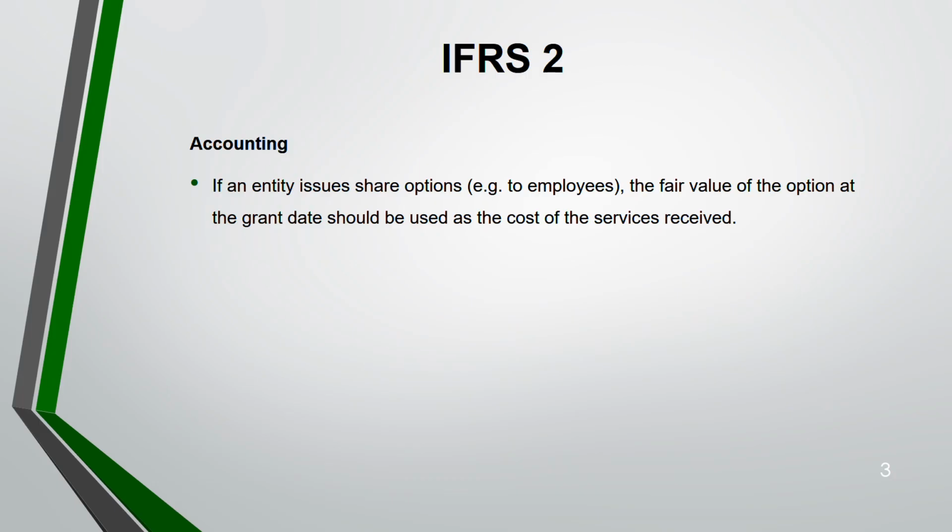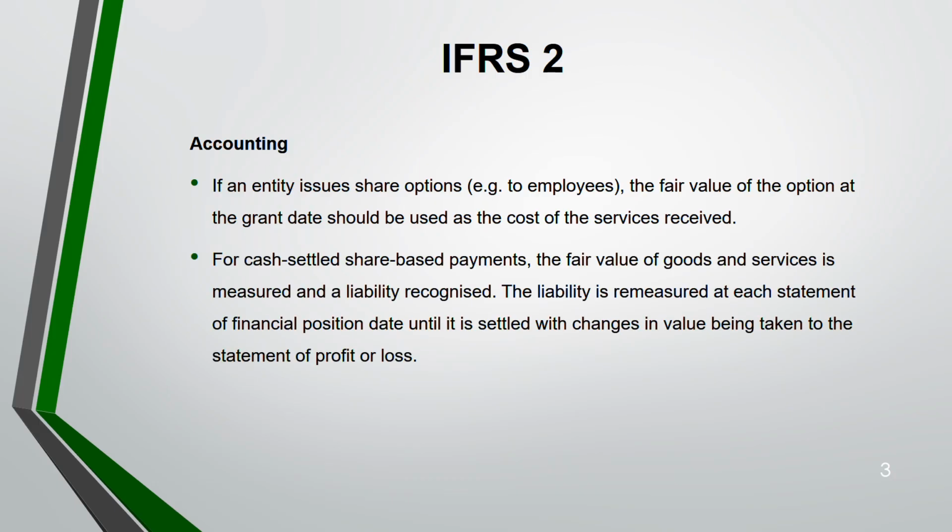If an entity issues share options to employees, then you have to take the fair value of the option at the grant date. That will be used as the cost of your service that is received, not at any other date. For cash settled, the fair value of goods and services will be measured and a liability will be recognized. Remember, with cash settled, liability. The liability is remeasured at each statement of financial position date until it is settled, with the changes in value being taken to the statement of profit and loss. That means any change in the fair value, gain and loss will go in the statement of profit and loss.